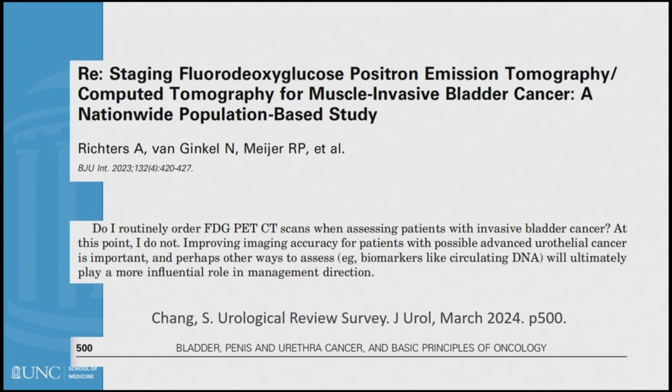So this was an interesting comment made the other year. There's a study that was published in the British Journal, you can see it titled here, and Sam Chang, who many of you know from Vanderbilt, who is the editor of the Urological Survey in the Journal of Urology, who writes specifically on bladder cancer, addressed this issue of should we be getting an FDG PET scan in these patients. And you can see here, as he wrote, this is verbatim, do I routinely order FDG PET scans when assessing patients with invasive bladder cancer? At this point, I do not. Improving imaging accuracy for patients with possible advanced urothelial cancer is important, and perhaps other ways to assess, such as biomarkers like circulating DNA, will ultimately play a more influential role in management direction.